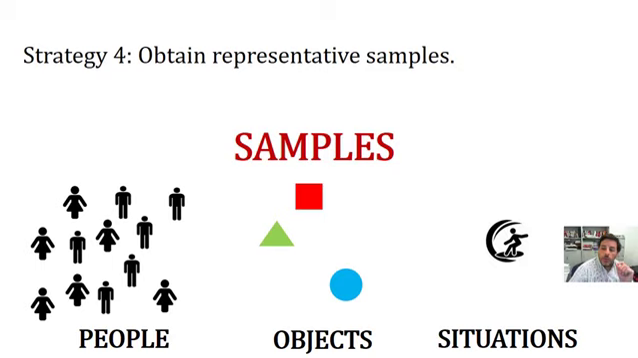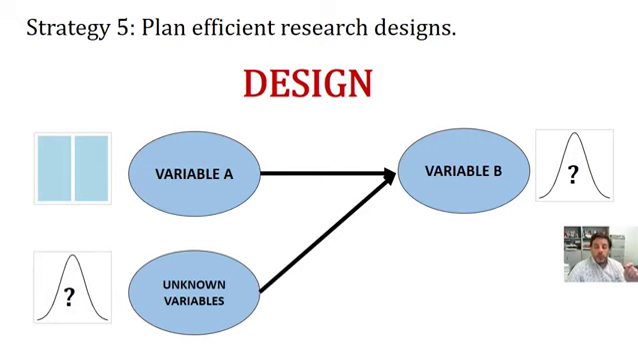Okay, so strategy 5, plan efficient research designs. So we had the model of how variables are related. This is a probabilistic causal model. Now, I mentioned before that there are unknown variables that we are not interested in that affect the variable under study. Let's say we are interested in how one type of psychotherapy reduces depression. Now, there are unknown variables that also may affect depression.